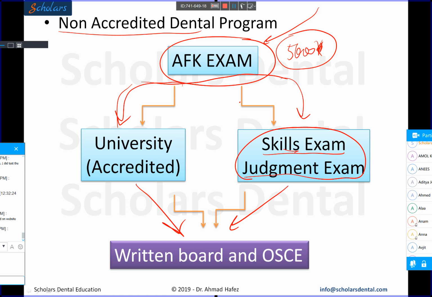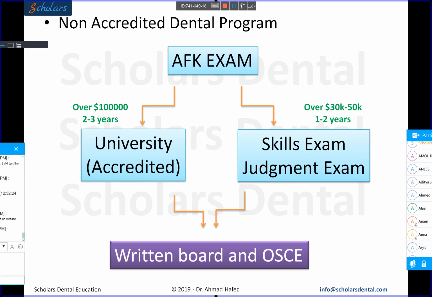Now, what's the difference? Why would somebody want to go to university? Well, first of all, going to university requires you to get a high mark in AFK. Maybe 90, maybe 91, maybe 88. High marks in AFK to get accepted to university. So here's the difference. If you're doing the university path, you're probably going to need 2 to 3 years to finish this, and it's going to cost you over 100,000, and maybe even between 100 and 200. Just getting into the IDAP program, for example, at U of T costs 50K, and then you have to do third year, which may cost maybe 40K, and then fourth year, which may cost another 40K. So you're thinking over 100,000 and 2 to 3 years.